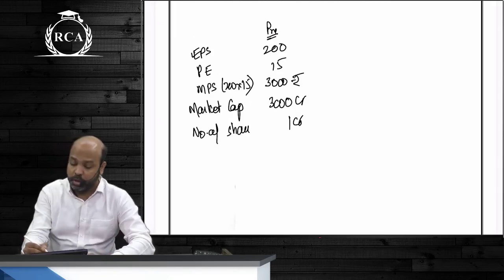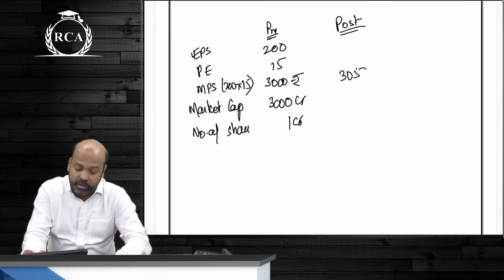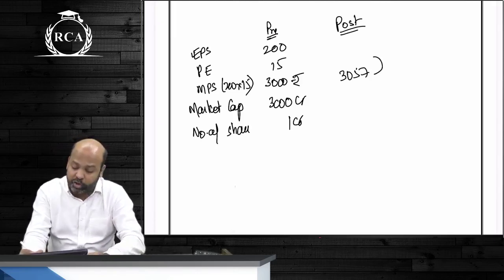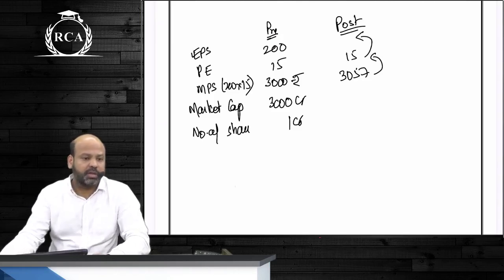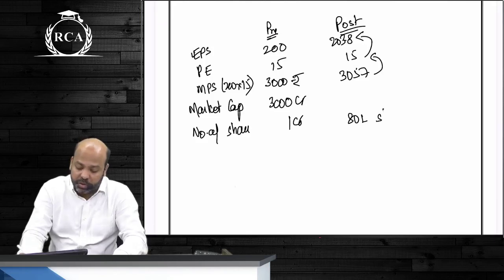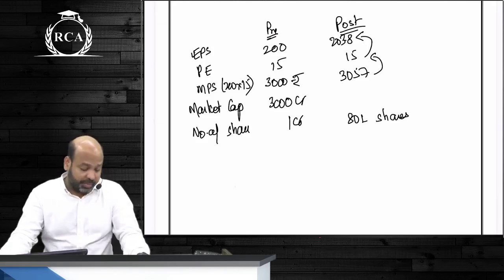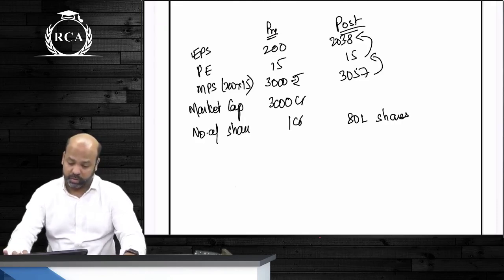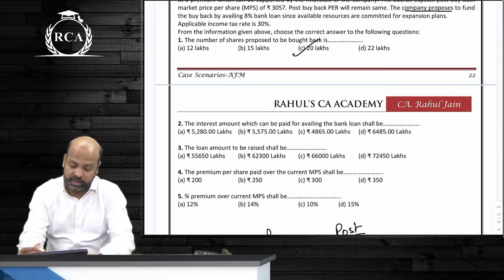Correct? Post buyback market price is given as 3057. P/E ratio will remain same, 15 times. So how much should be your earnings per share? 203.8. How many shares will remain? 80 lakh shares. Sir, how do you know 80 lakh shares? 20% are being repurchased. Now look at the question, beta, what is it asking. Number of shares proposed to be bought back is 20 lakh shares.